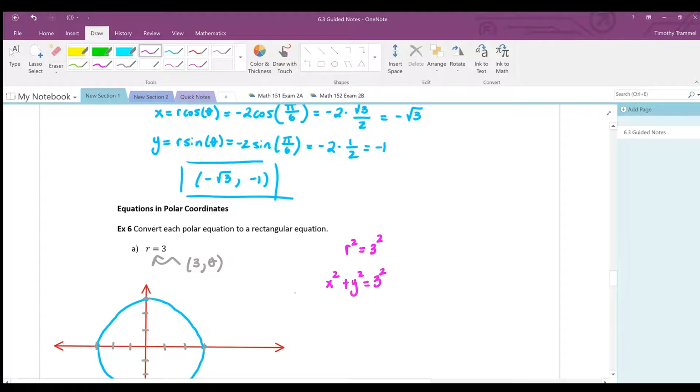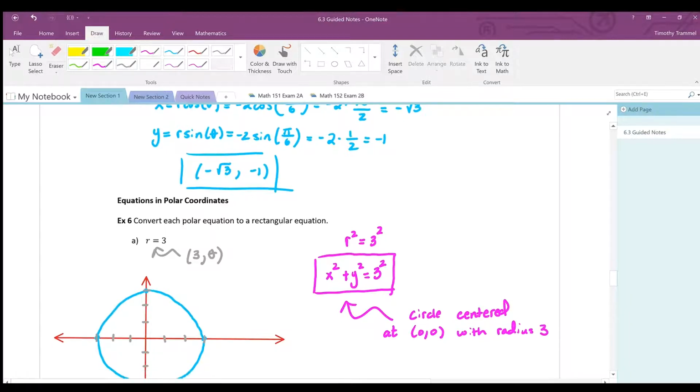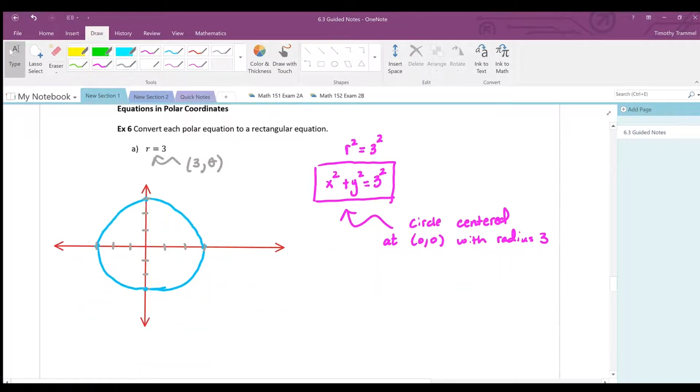And now we actually have an equation that just has x's and y's and it has no r's and thetas. So this is the equation. And this is a circle centered at 0, 0 with radius 3. All right, let's go try another example.